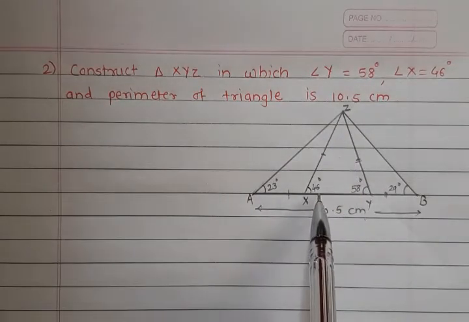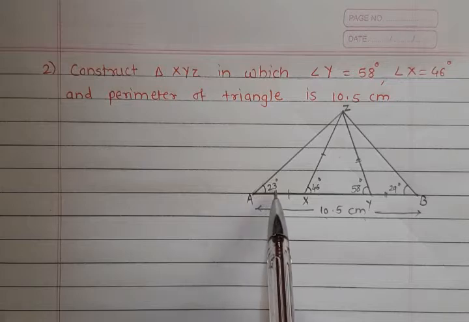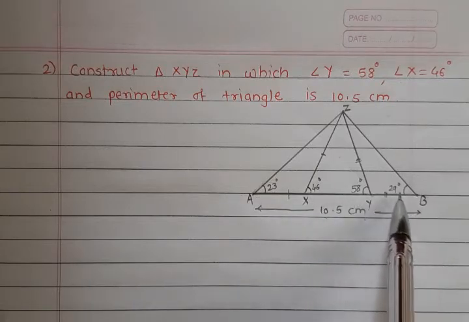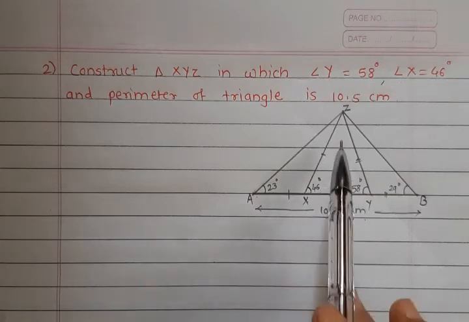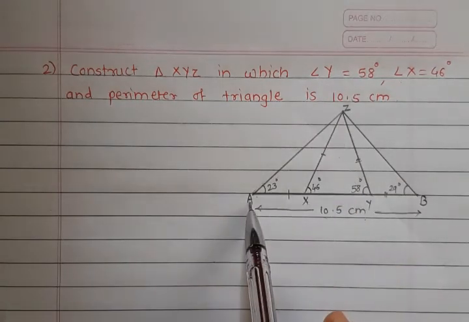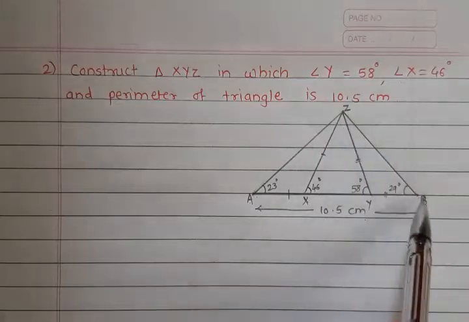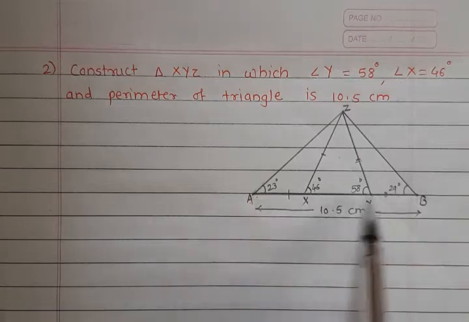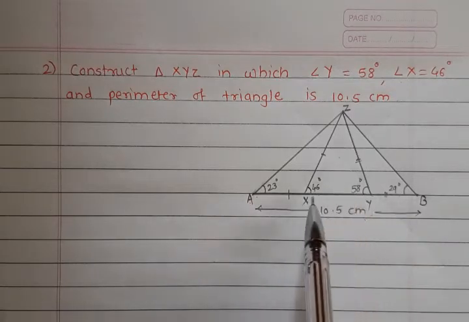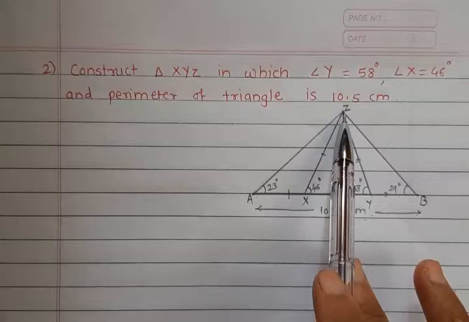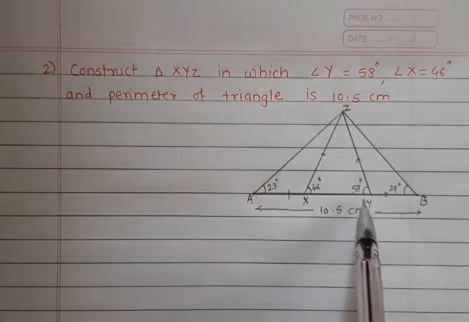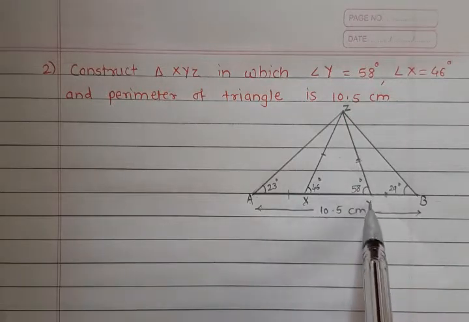Then angle X is given 46 degree, so angle A will be 23, half of that 46. Angle Y is 58 degree, so angle B is 29, half of that 58. Then afterwards we have to draw the perpendicular bisector of AZ and perpendicular bisector of BZ, and these both perpendicular bisectors intersect the segment AB at points X and Y. Then we join the segments XZ and YZ. So we'll get the required triangle XYZ. Now we'll do the construction stepwise.